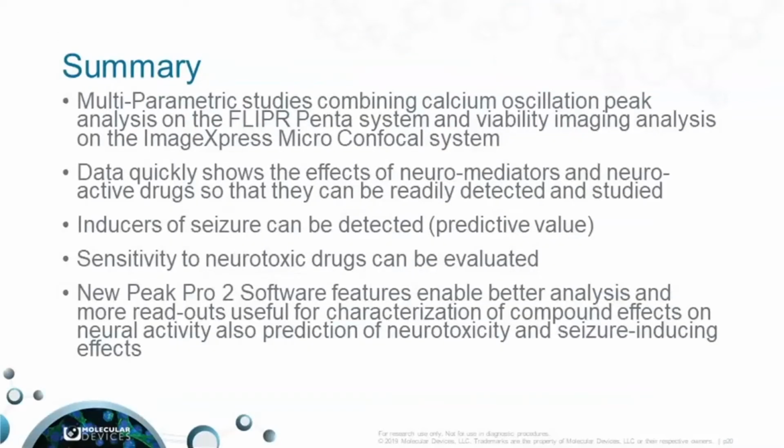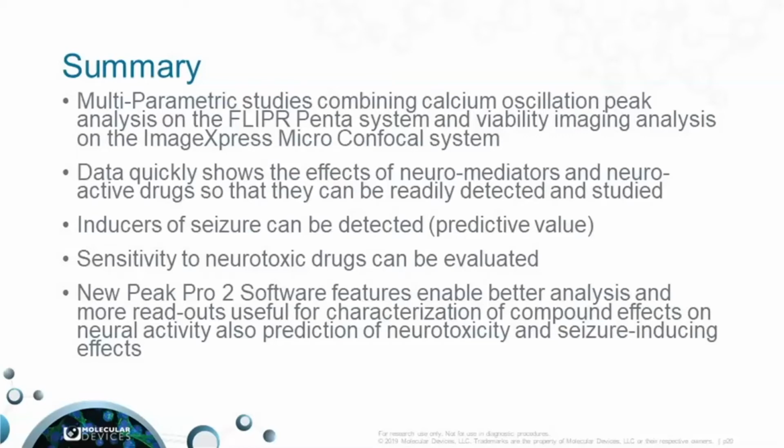So in summary, you can see that it's possible to do multiparametric studies using both the FLIPR Penta system and the ImageXpress micro confocal systems. And you can quickly show the effects of neuromodulators and neuroactive drugs so they can be studied and detected and then studied further. You can also look at inducers of seizure for their predictive value, or as you'll see in the next talk by Blake, neurosensitive, neurotoxic assays can be done, as well as understanding a medical profile.